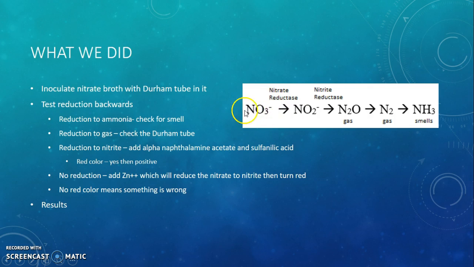So they're going to take that nitrate and reduce it down somehow. And so what we kind of did was we kind of tested backwards. So the first thing that we're going to test for is the reduction all the way to ammonia. And the way that you do that is that ammonia smells like urine. So what you want to do is do your little whiff of the hand, kind of whiff it toward your nose and see if it smells like ammonia.